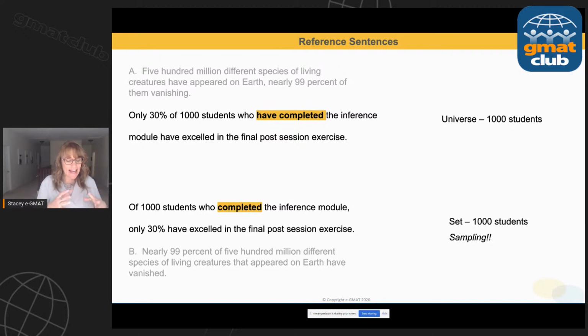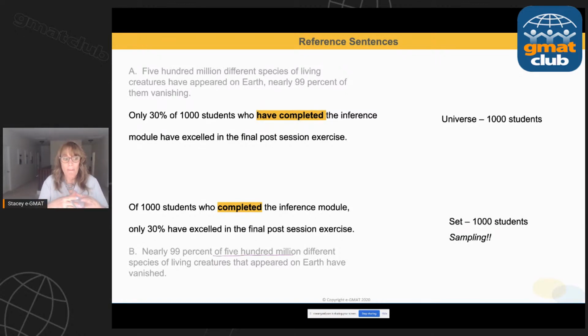And choice A, why do I say that it gives me that completion in choice A? Because 500 million different species of living creatures have appeared. So over that course of time, that number has appeared. I don't get "of 500 million," which gives me a part of 500 million. So this "of 500 million," this part right here gives me a portion of 500 million, right?